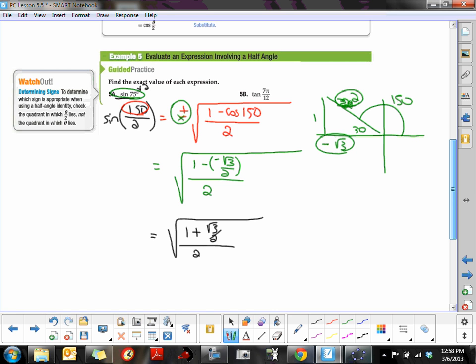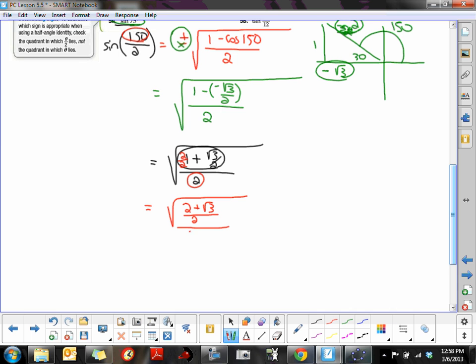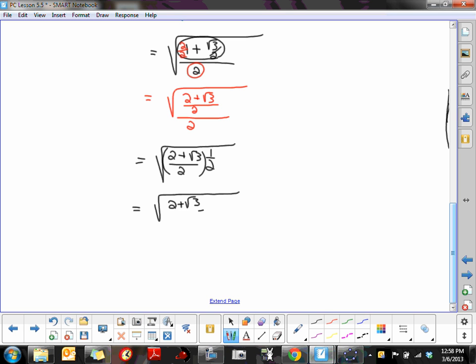We want to collect our like terms here, so we want to be able to add. I'm going to make this 2 over 2 instead of a 1, so that's going to be equal to the square root of 2 plus the square root of 3 over 2, and that's still all over our denominator of 2. But dividing by 2 is the same thing as multiplying by a half. So it's 2 plus the square root of 3 over 2, times a half, and that makes it 1/4. So that means it's equal to the square root of 2 plus the square root of 3 all over 4.